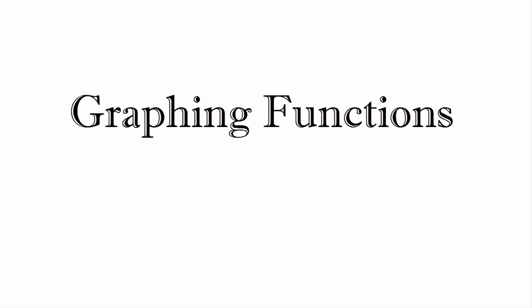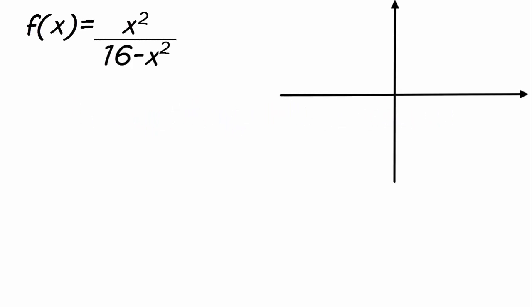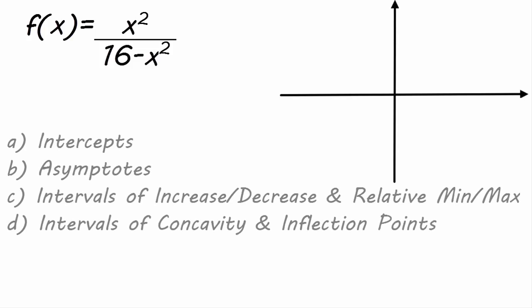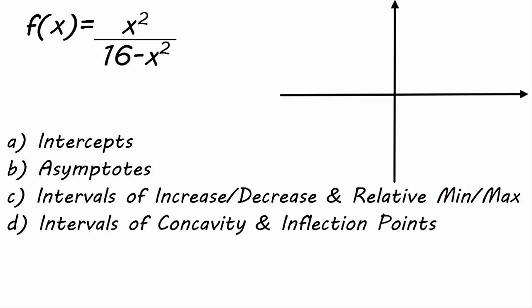At this point, we know enough calculus to graph a function. Graphing combines everything we know about functions, from intercepts and asymptotes to intervals of increase, decrease, and concavity. Let's graph the rational function f of x equals x squared divided by 16 minus x squared by finding its intercepts, asymptotes, the intervals of increase and decrease and any relative extreme values, and the intervals of concavity and any inflection points.